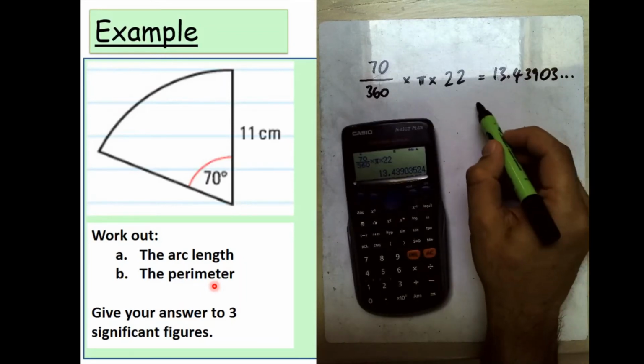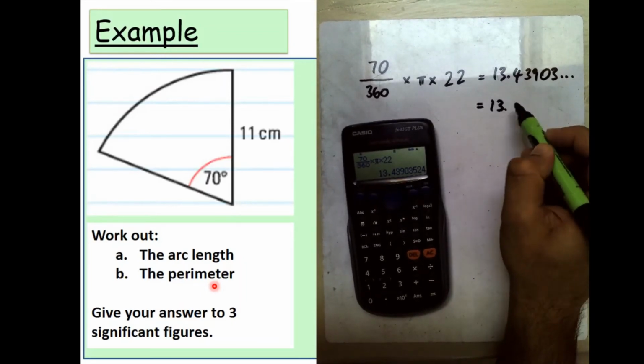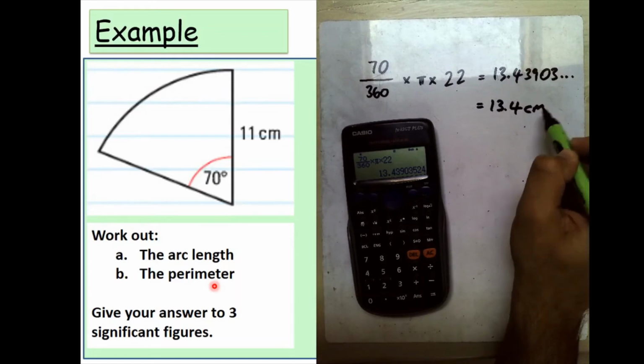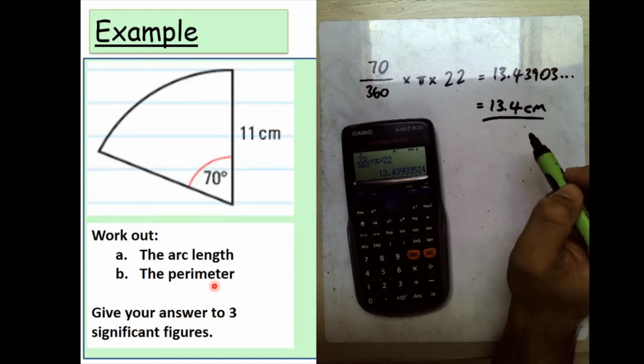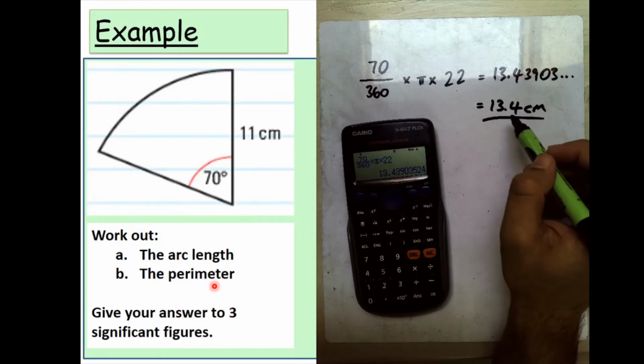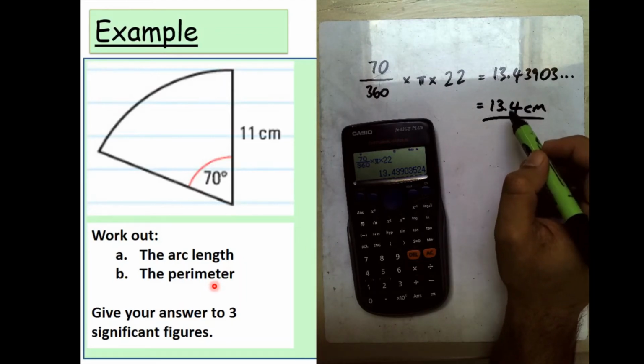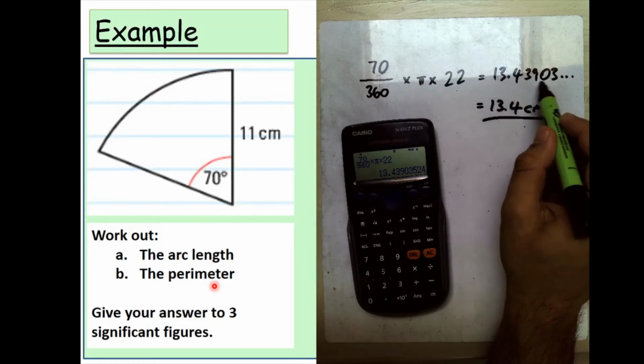So I'm now going to round it to one decimal place, 13.4 centimeters. But if I rounded that to, I don't know, 15 centimeters because I was crazy, I would still get marks because I have written the first line with all the detail.